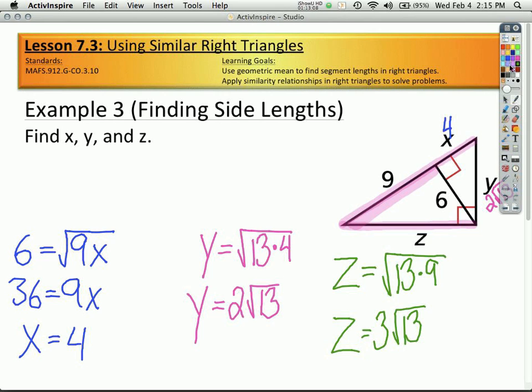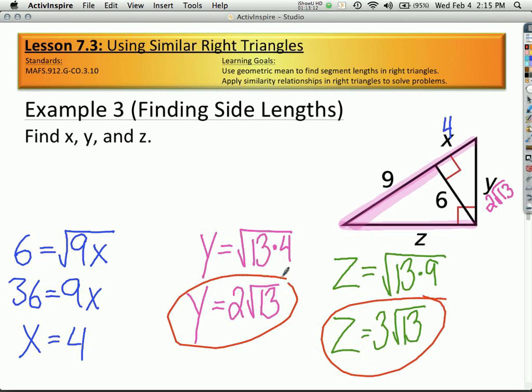And so we have successfully found all 3 lengths. And we used both theorems. Both the 2 different versions of the same theorem. Geometric mean altitude theorem, geometric mean leg theorem. Anyone have any questions or concerns about what we did here?